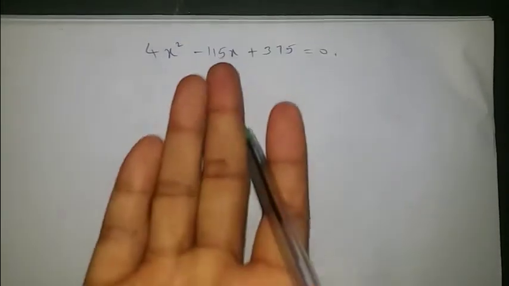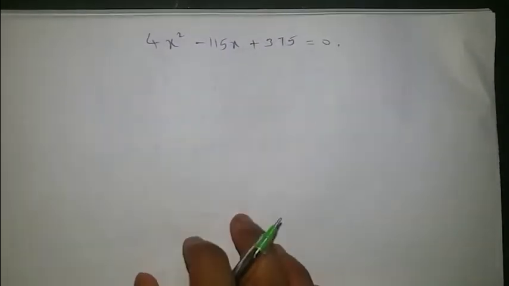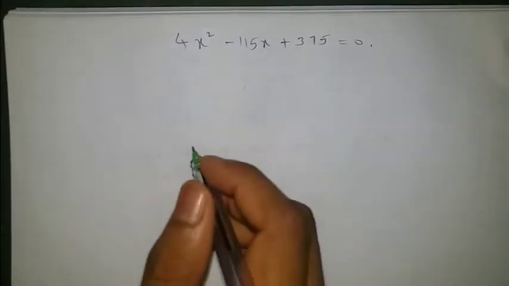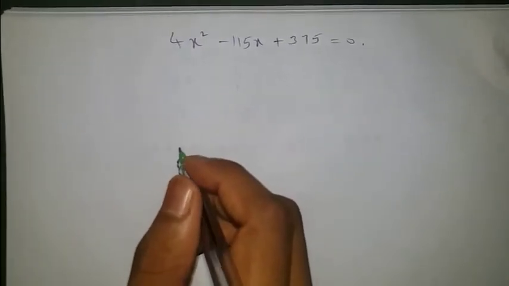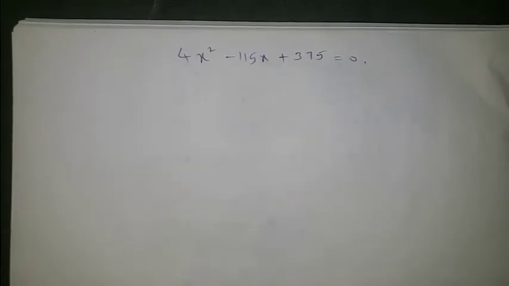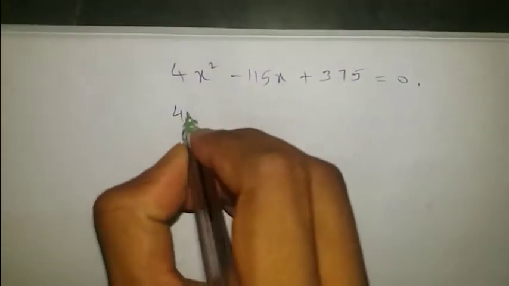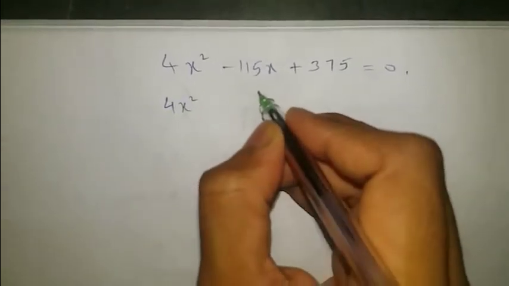Same again, splitting the middle term into two terms. If you feel that bigger numbers are there and splitting the middle term will be difficult, then go with the formula. Now the same again, we are doing splitting the middle term into two terms, or else go with the formula.